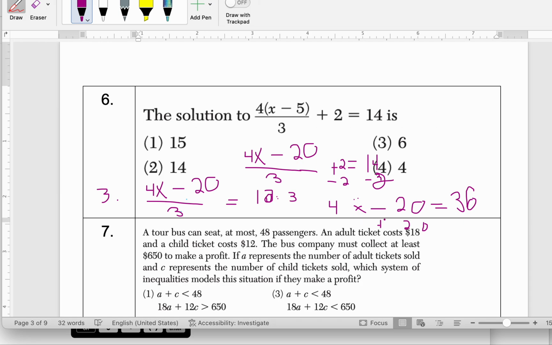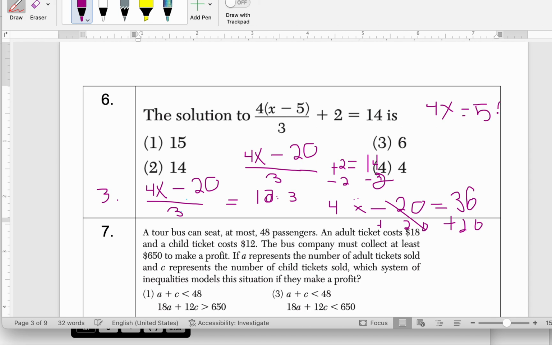So we have 4x minus 20 equals 36, and I'm going to add 20 to both sides. Now we have 4x equals 56. Sometimes this is just difficult to do.